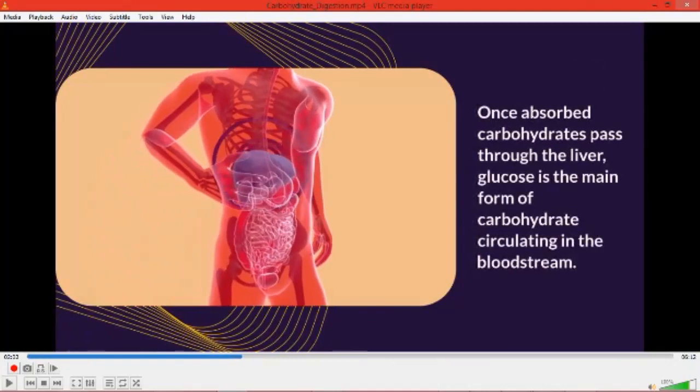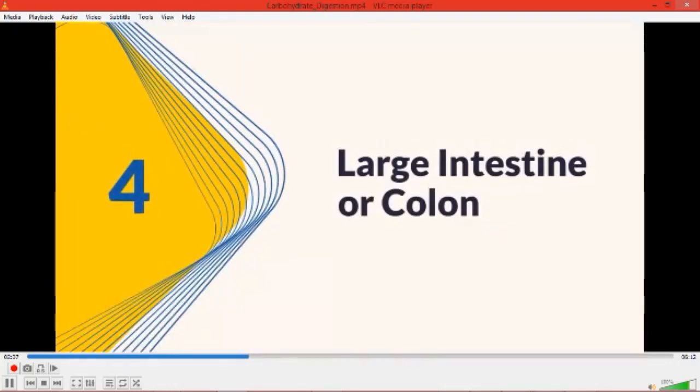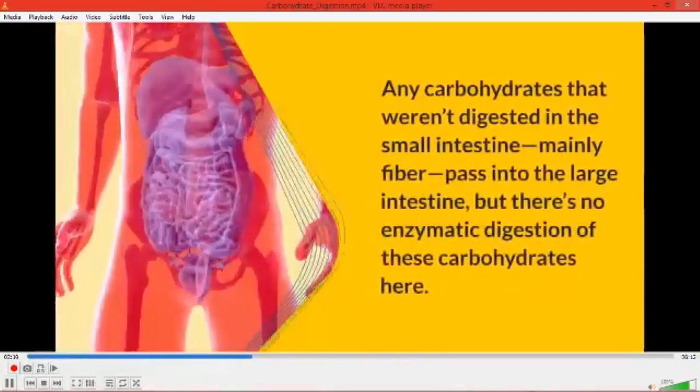Okay, once absorbed, carbohydrate passes to the liver. Glucose is the main form of carbohydrate circulating in the bloodstream. Okay, we have the large intestine and the colon.